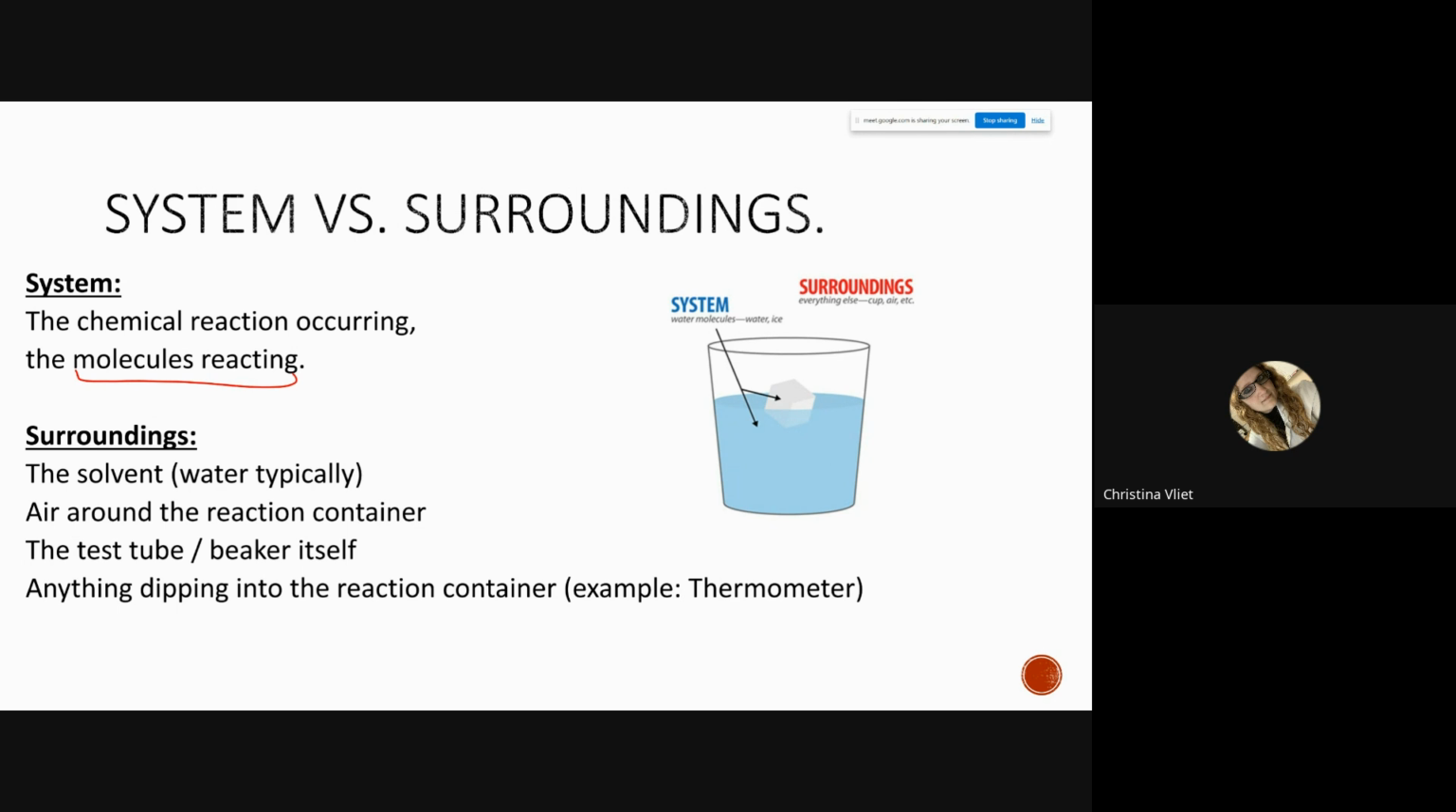Surroundings could be the solvent, like water. If I have my reaction molecules dissolved in water, then it can be water. It could be air that's around the reaction container. It could be the actual test tube or beaker itself, the outermost here. This is the surrounding to the mixture. And then anything that dips into the reaction container, like a thermometer. You put a thermometer in that, the thermometer is considered the surroundings. Are you the surroundings to the system?